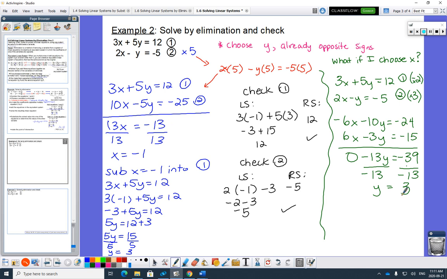Do I get the same answer? Yes. There should only be one point of intersection. Okay? So it does elimination, like I said, doesn't matter what you choose, but again, try to make life easier for yourself, right?